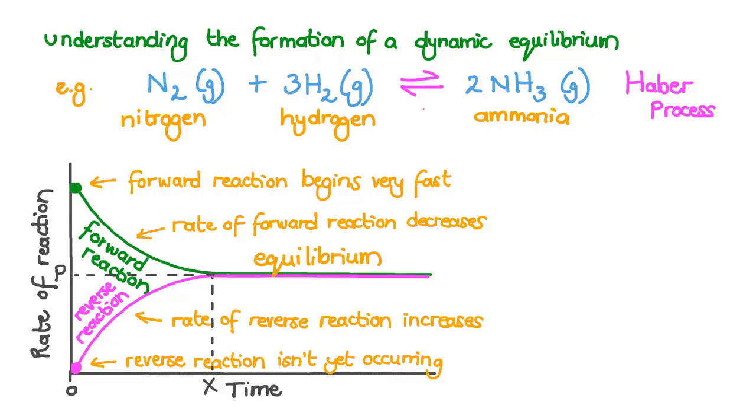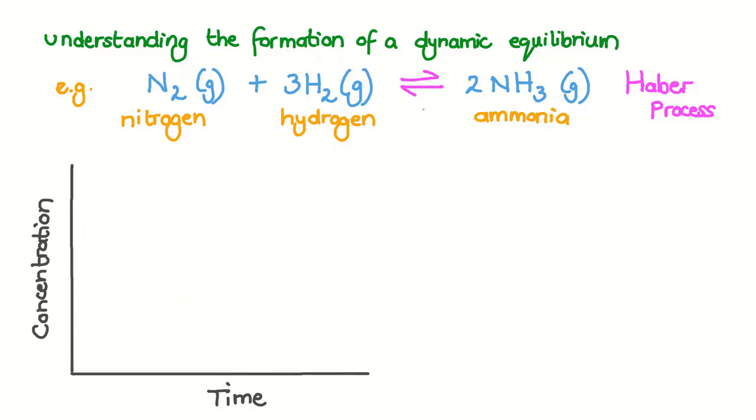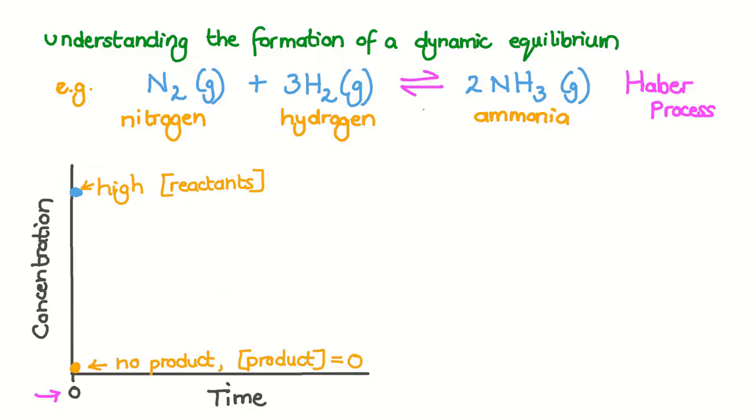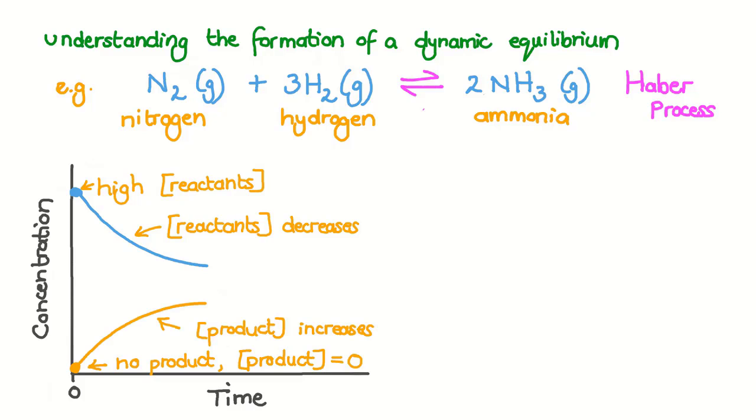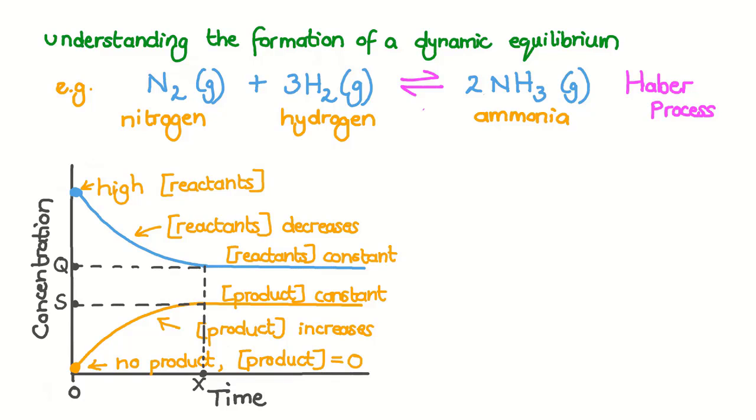Now let's investigate what happens to the concentrations of reactants and product over time by drawing another sketch graph. If we plot concentration versus time, at time equals 0, there is a high concentration of the reactants nitrogen and hydrogen in the vessel, and no product has formed yet. In other words, the concentration of the product ammonia is 0. As the forward reaction begins to make product, the concentration of the reactants decreases, and the concentration of the product ammonia increases. After some time, let's call it time equals x, the concentrations of the reactants and product remain constant. This is because the reaction is at dynamic equilibrium.